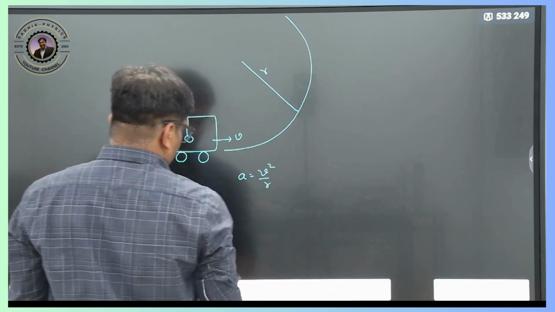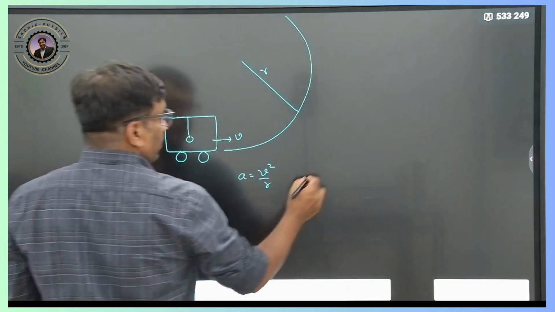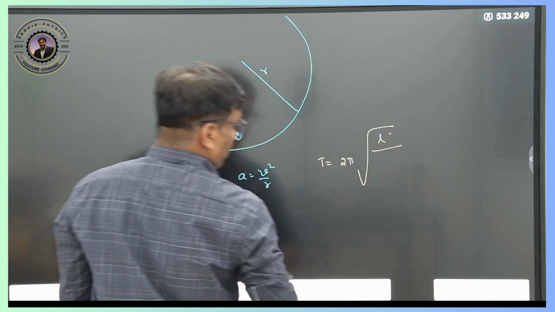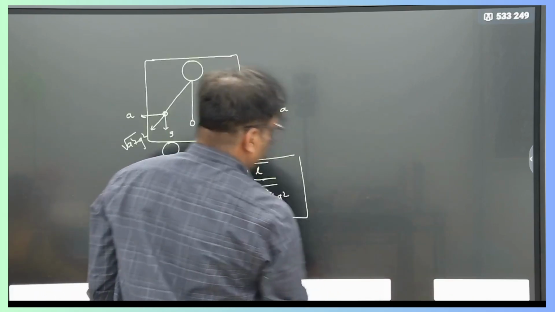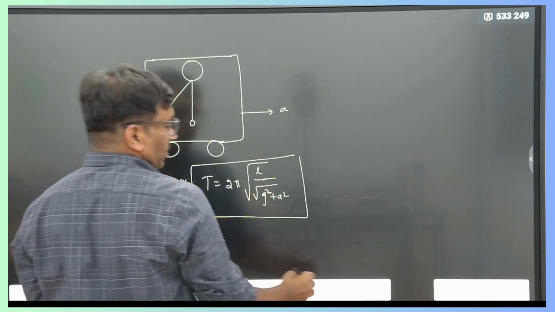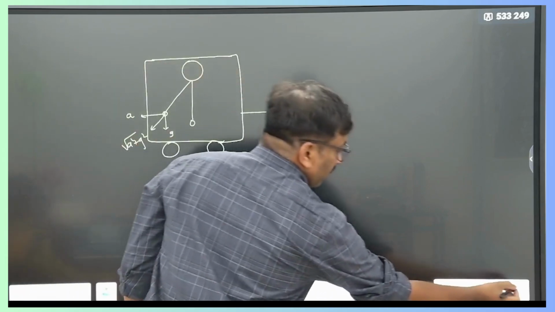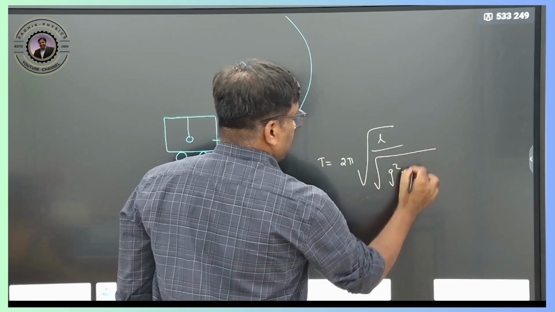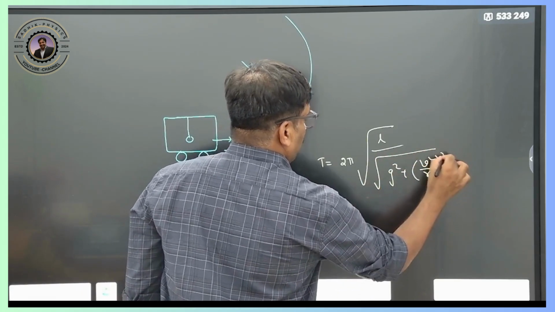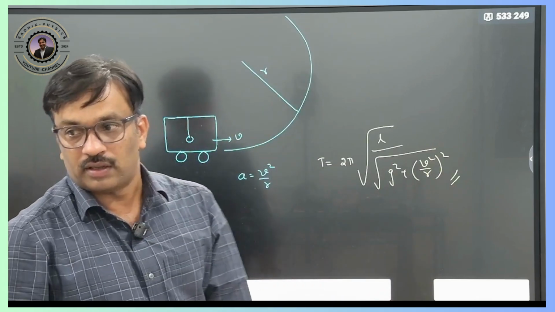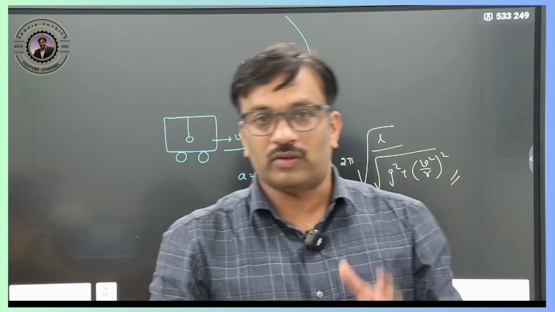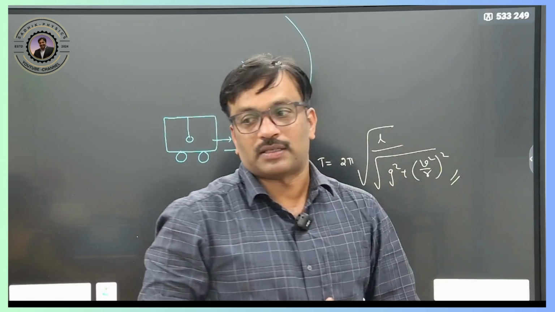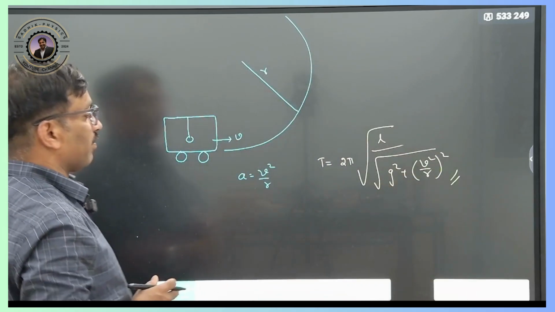So what will be the time period now? You can rewrite it: the time period will be equal to 2 pi into square root of L by, as we just wrote, root of g square plus a square. So g square plus a square is nothing but v square by r whole square. This will be your time period. So if a truck has a pendulum connected in it and is going in a circular path, this will be your time period.